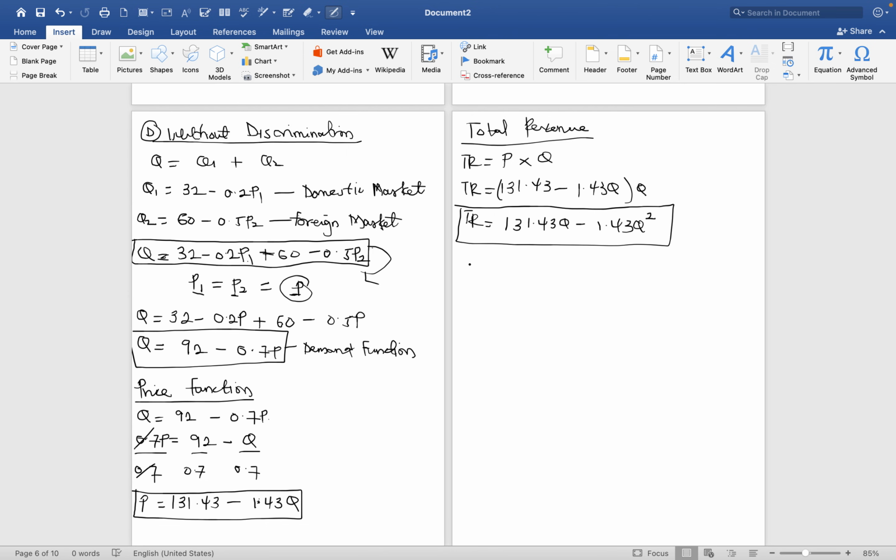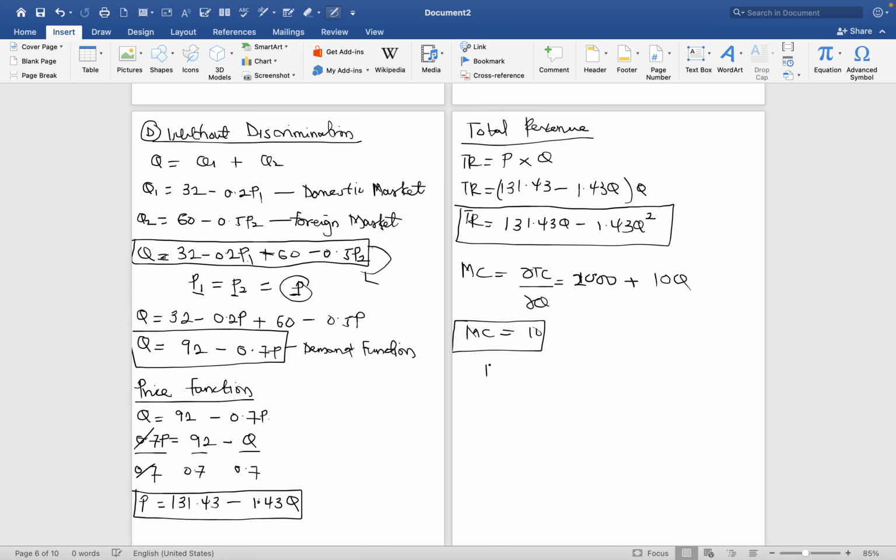Remember that our marginal cost is still the same. The marginal cost, we were given, we found the derivative of total cost with respect to Q. And total cost was given as 2000 plus 10Q. So you find the derivative of this. Marginal cost is equal to 10.